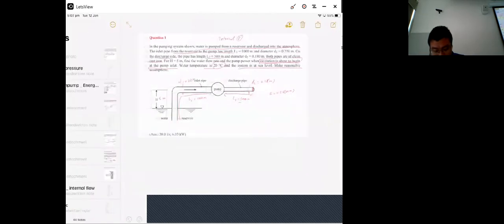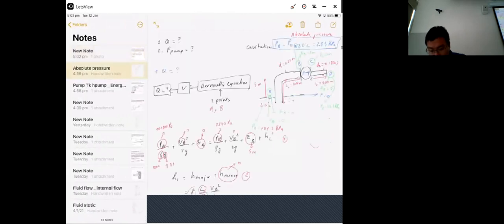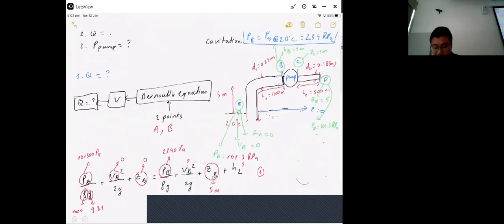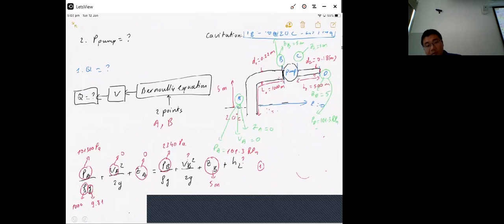And here, yesterday, to find flow rate, we have to know velocity. And to know velocity, we have to use the energy equation or Bernoulli equation. In here we have point A, point B, point C, and point D. At point A, the water surface, we know 3 things: pressure, velocity, and Z.